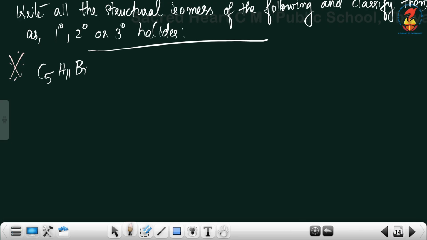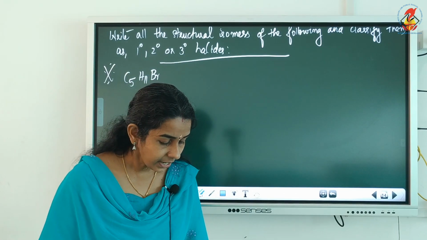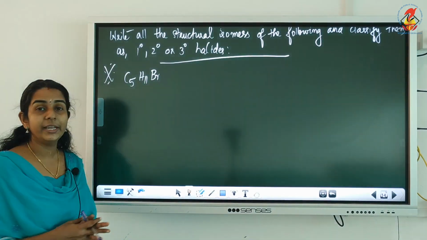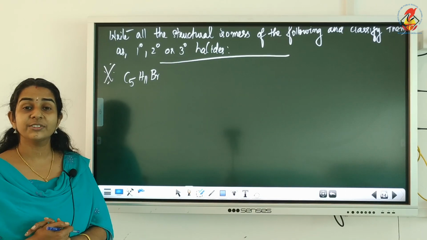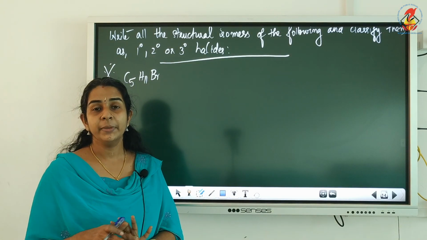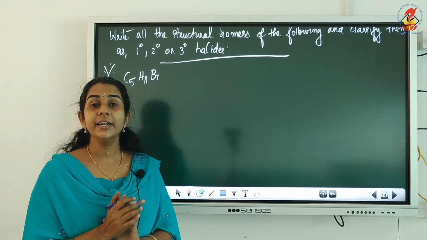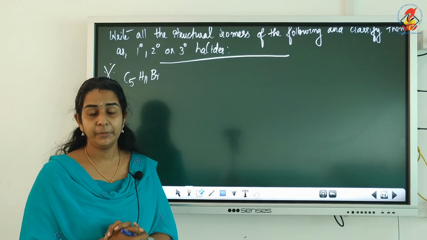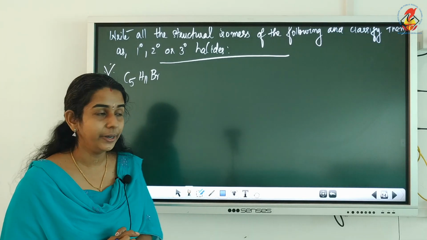Very important question because these isomers are coming as applications in ABC questions. Okay. Now the first molecular formula given is C5H11Br. Now we have to draw the structural isomers. Structural isomers we already learnt in class 11: same molecular formula, but the structure will be different. And because of the difference in their structures, they will exhibit different properties also.